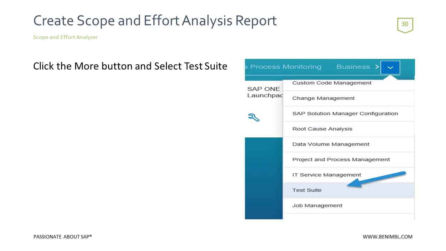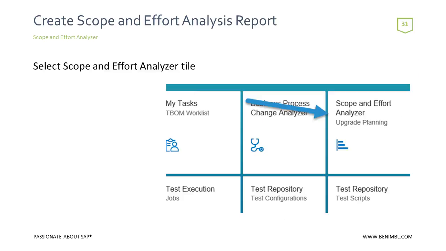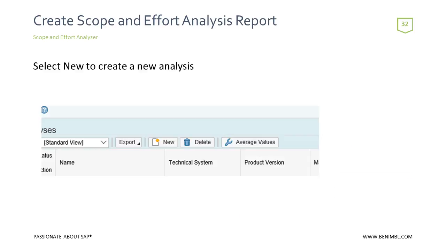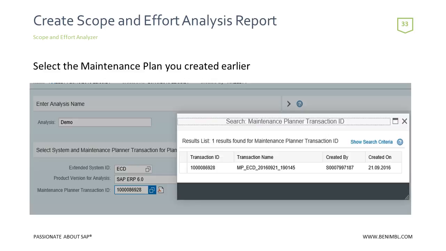So what we're going to do is within the side tile, we're going to do a drop down, and we're going to choose the Test Management Suite. Within this Test Management Suite, you'll see the Scope and Effort Analyzer tile. You'll select that tile. Now that we're in a tile, we're going to create a new analysis. You just hit the New button with the little star by the paper, and it'll bring a pop-up here, and we're going to name our analysis. We're going to call it a demo, right?